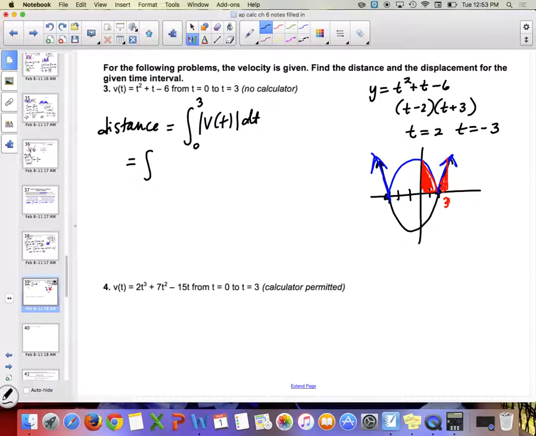So the first part was the opposite of v of t, so negative t squared minus t plus 6. And that part goes from 0 to 2. And then the second part was our normal v of t equation, t squared plus t minus 6, and that was going from 2 to 3. Okay, and you could find that.